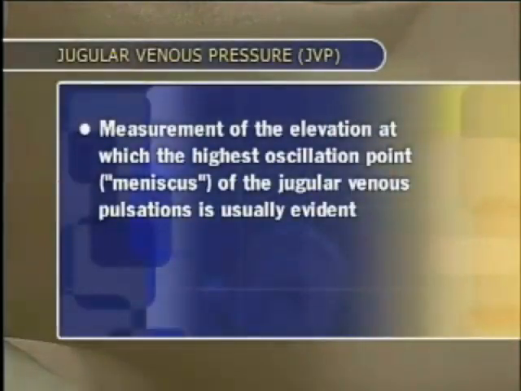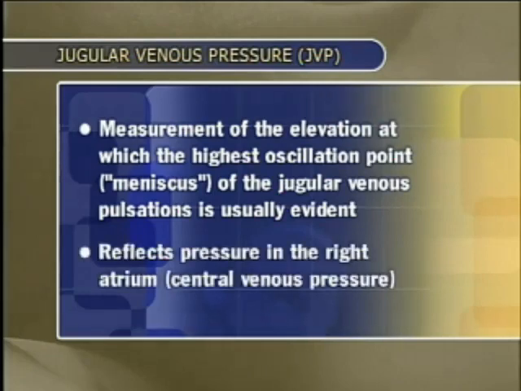Jugular venous pressure, or JVP, is a measurement of the elevation at which the highest oscillation point, or meniscus, of the jugular venous pulsations is usually evident. The measurement reflects pressure in the right atrium, that is, central venous pressure.